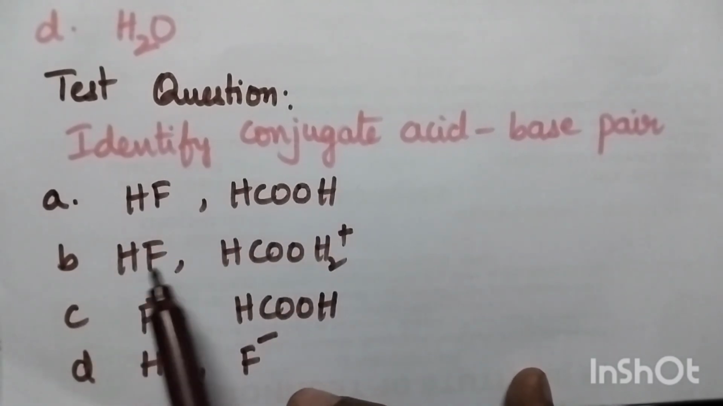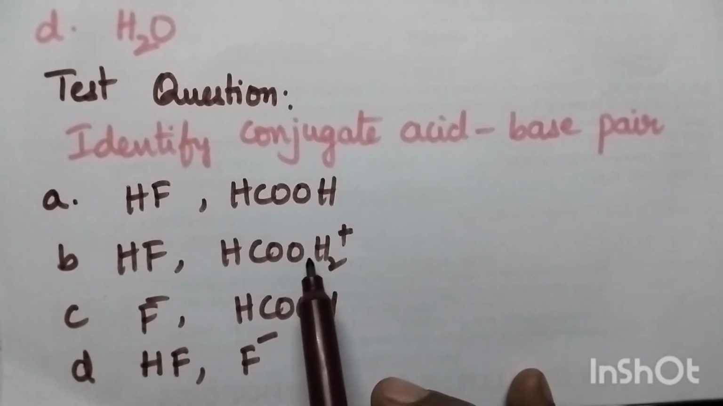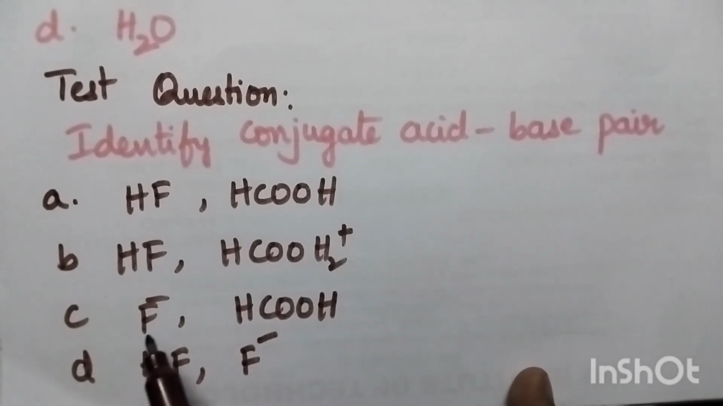HCOOH. Option B, HF, HCOO, H2 plus. Option C, F minus, HCOOH. Option D, HF and F minus.